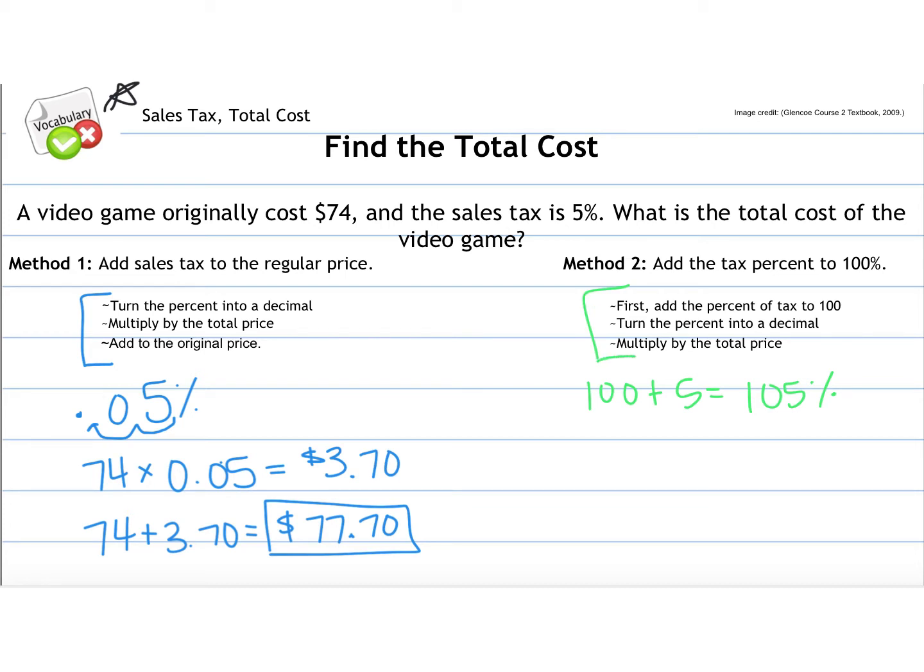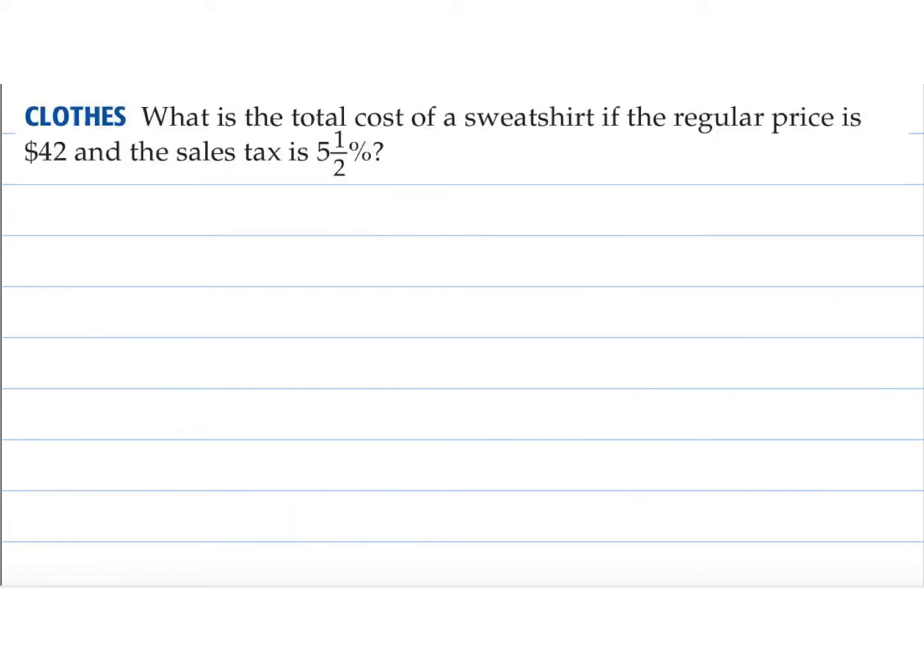Now we turn that percent into a decimal. To do that, move 2 spots to the left, and that's now what we're going to multiply by the original price. So $74 times 1.05, and when we do that, that's going to tell us our total cost, because that's including the original $74 plus the tax that was added onto it, and we end up with the same answer. So two methods, you choose which one makes the most sense to you.